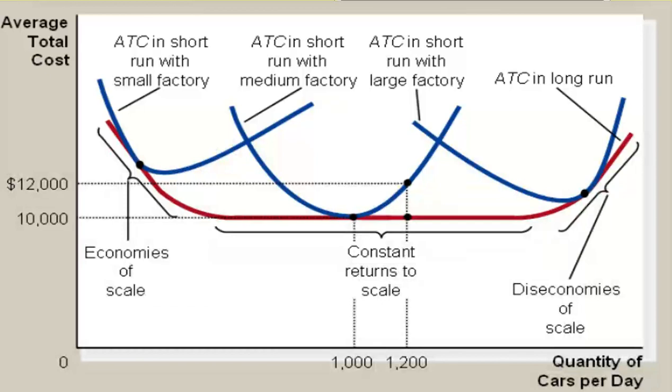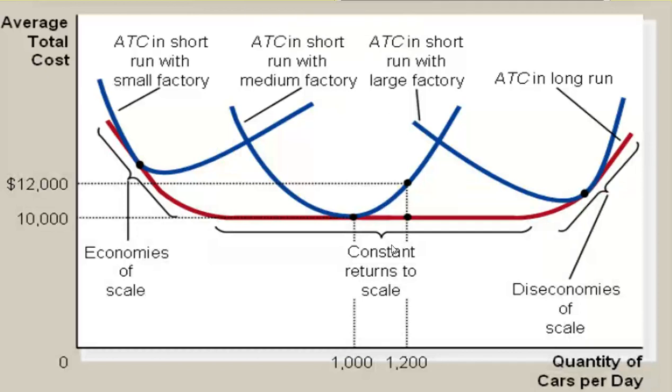Now the second part of the long-run average total cost curve represents constant returns to scale, this portion, where the long-run average total cost curve is constant but output is increasing. Here you can say that output is increasing but the long-run average total cost curve is constant at this stage. So this is known as constant returns to scale.